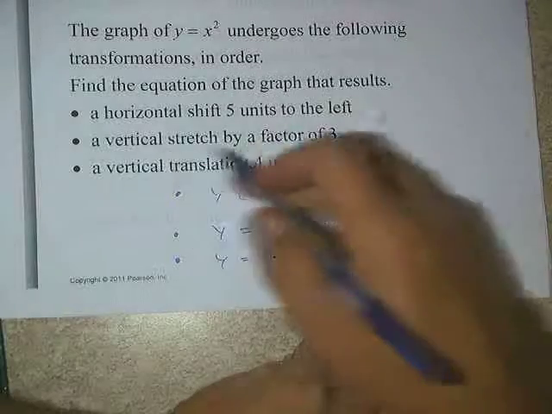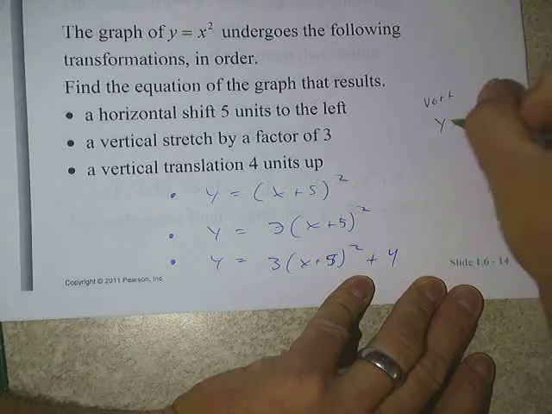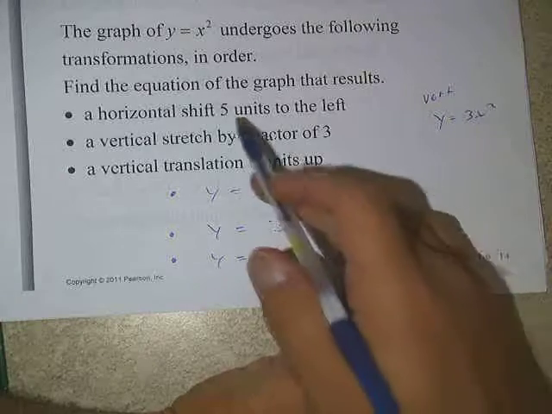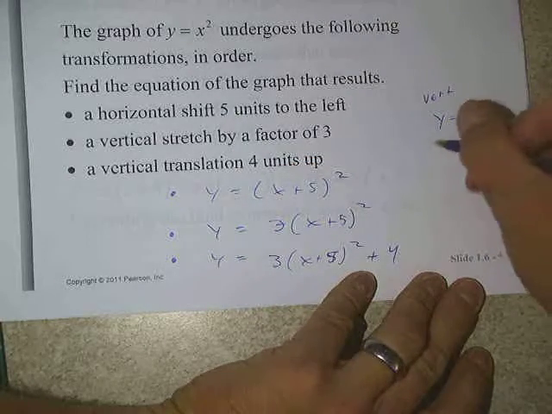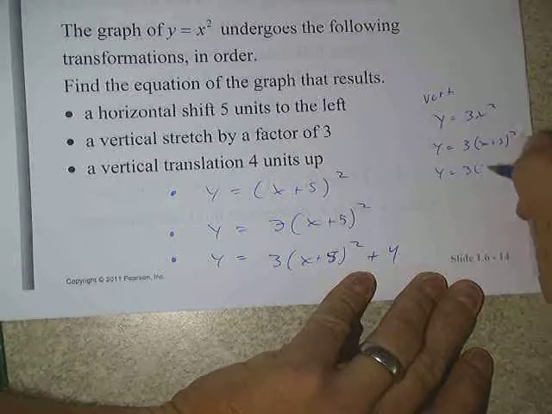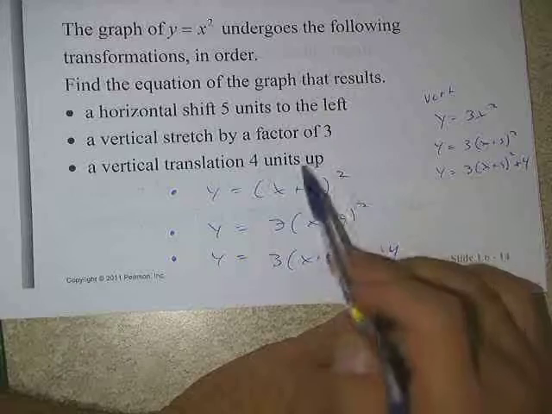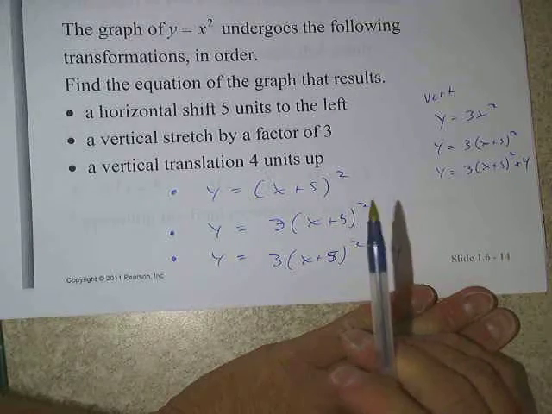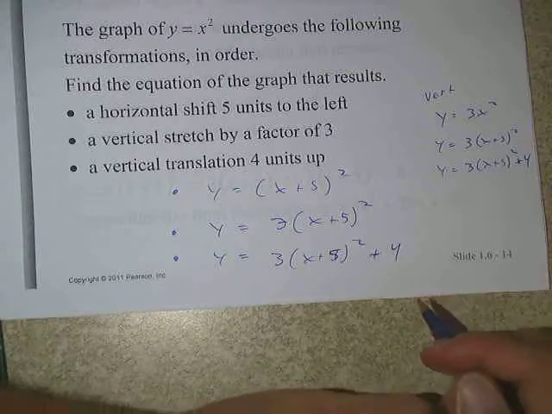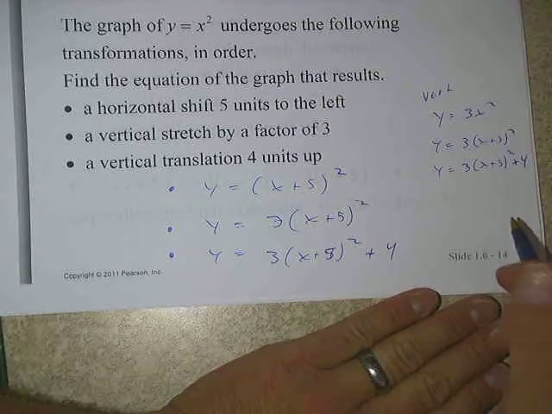And just to illustrate that there would be a difference if I did this in a different order. Okay, if I did bullet 2 first, my vertical stretch, if I did the vertical stretch first, it would be y equals 3x squared. And then if I did the horizontal shift, 5 to the left, I would write (x plus 5) squared, and then if I did the translation, it would be 4. So in this particular case, going 2, 1, 3, did that change anything? No. Sometimes they're the same.